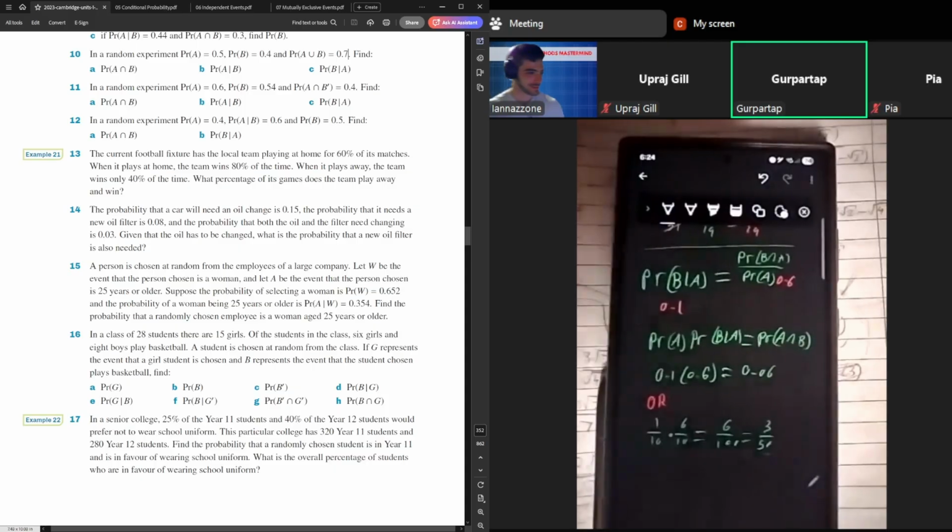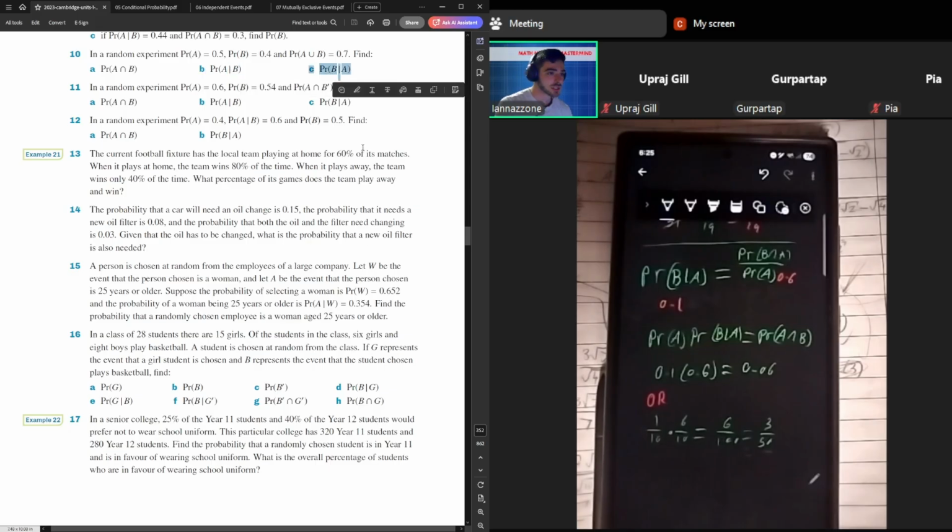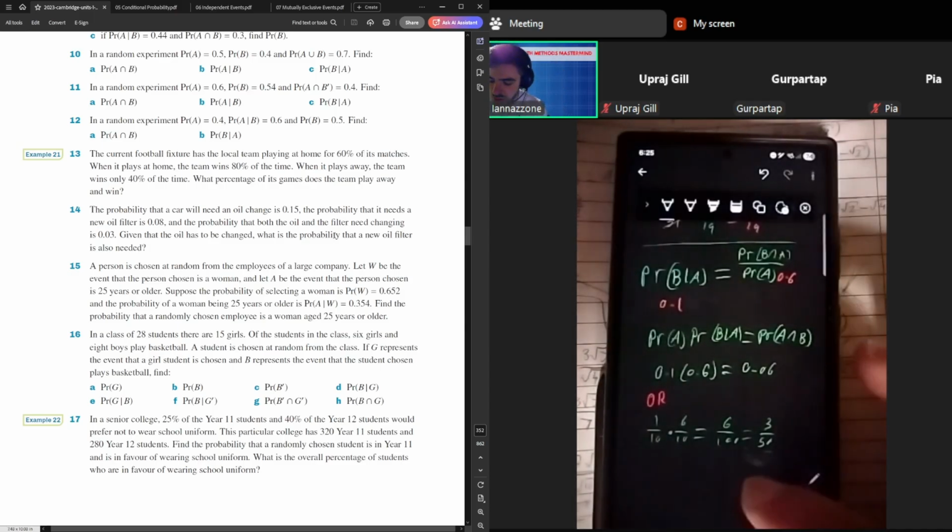Would question A be 0.5 plus 0.4 minus 0.7? Yeah, precisely. That'll just be a rearranged version of the addition rule, right? The union is the addition of A and B, subtracting the intersection. So all he's done there is rearrange that. That'll be A, and it'll set you up nicely for B and C. In the meantime, I'll just write out part 10A in case anyone was lost there.